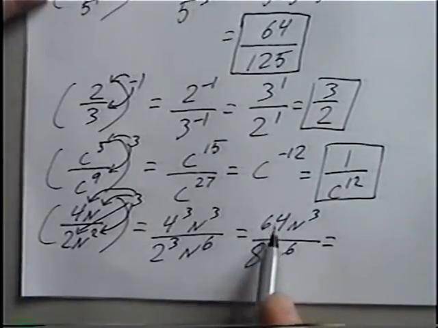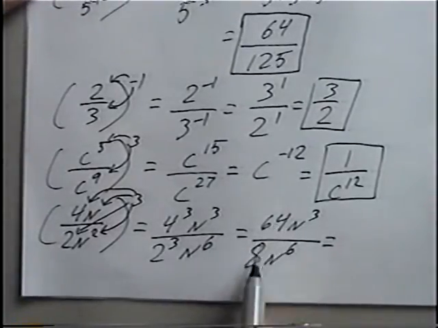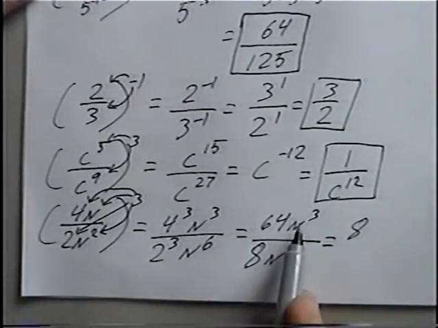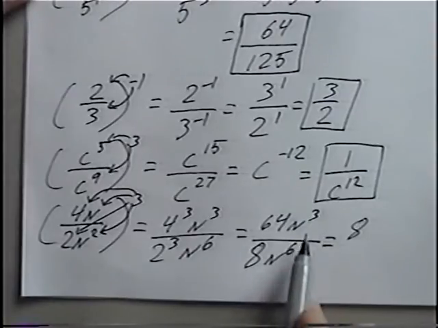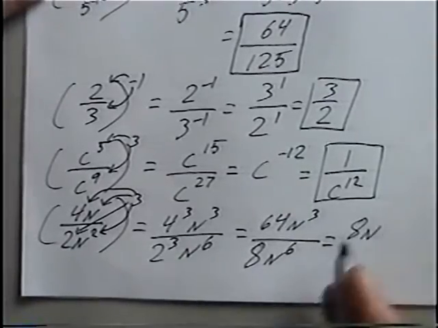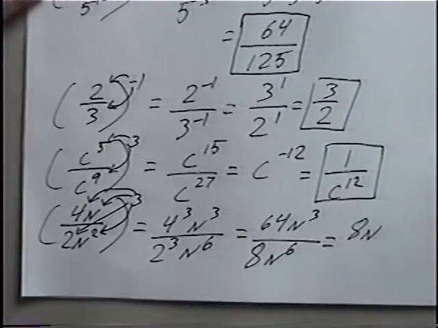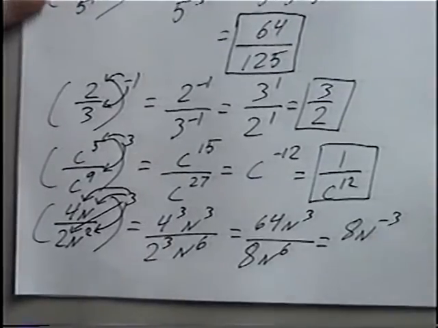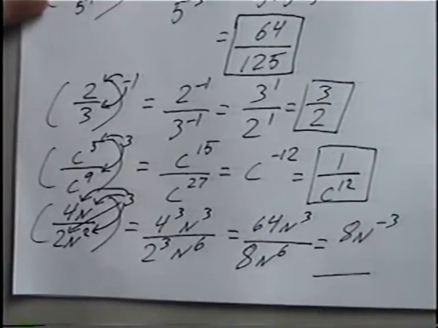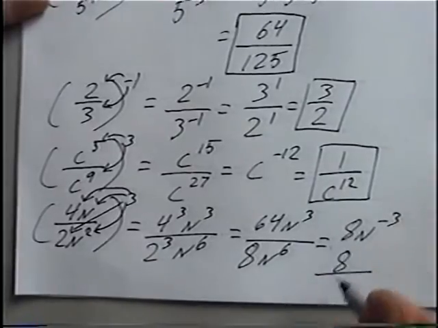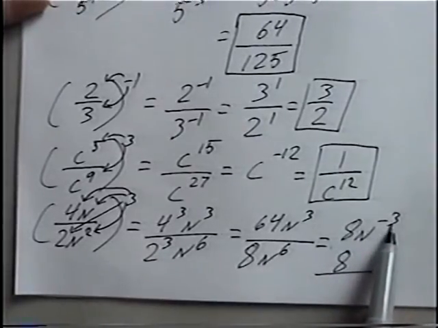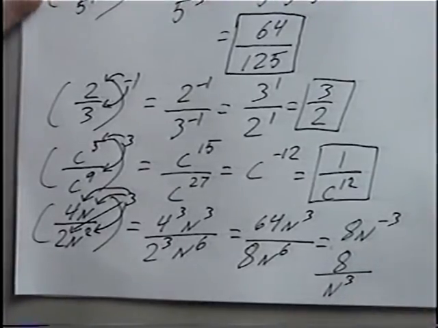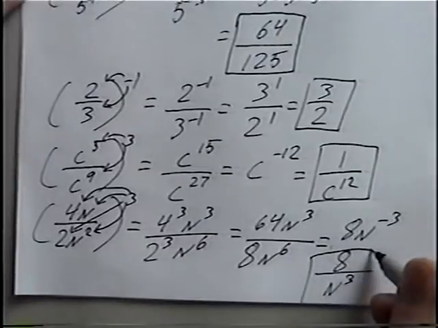Simplifying again, the coefficients out front, you can divide those. 64 divided by 8 would be 8. Exponents, when you divide, you'll be subtracting these. 3 minus 6, which would be negative 3. And your final answer, since you have a negative exponent, make it a fraction. The 8 would stay on top. It does not have a negative exponent. The n, though, with a negative exponent goes to the denominator, and you have 8 over n to the third.